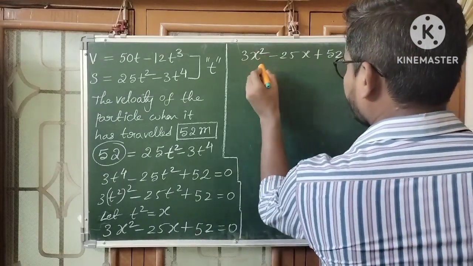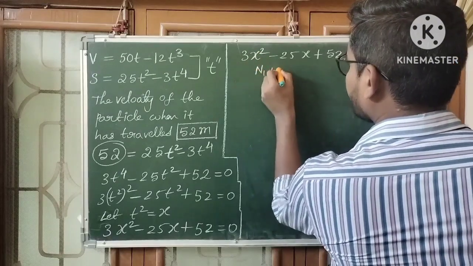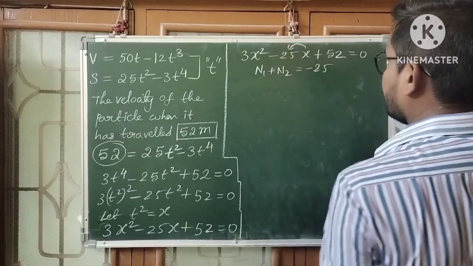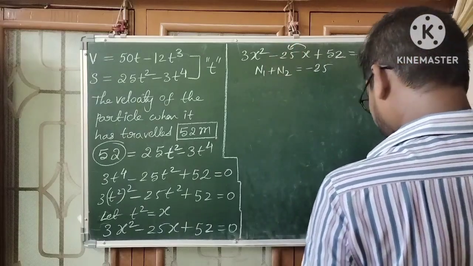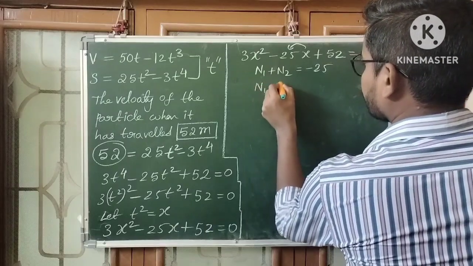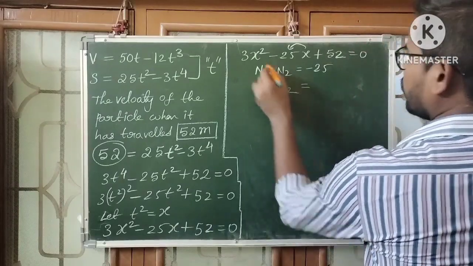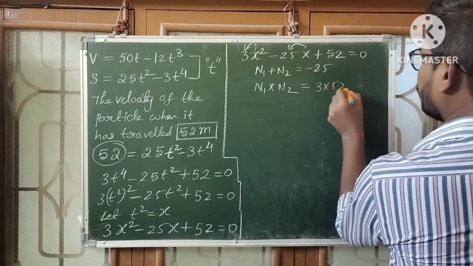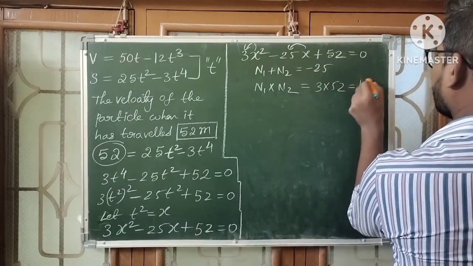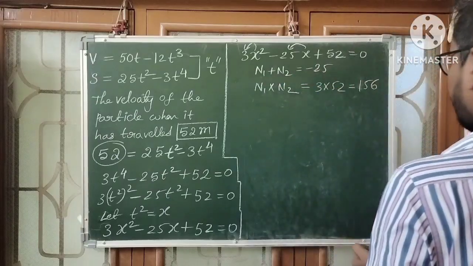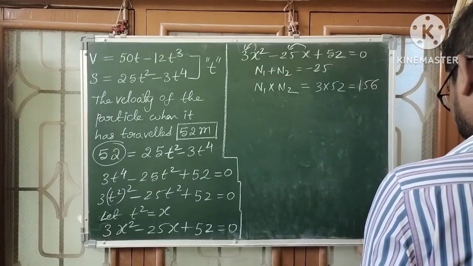So we have to find two numbers whose sum is equal to minus 25, nothing but the coefficient of x, and whose product must be equal to the product of the coefficient of x square and the constant, 3 into 52. 3 into 52 how much? 156. Find two numbers whose sum is equal to minus 25 and product is equal to 156.